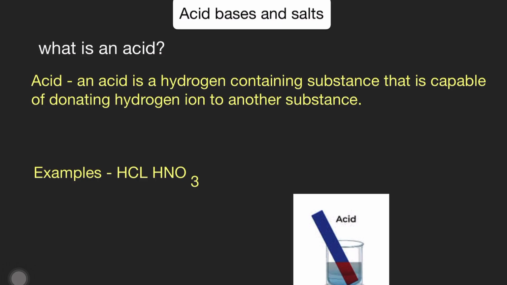Hi, we are starting with acids, bases, and salts. So, what is an acid?